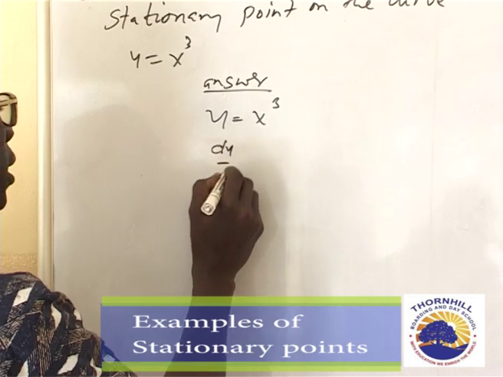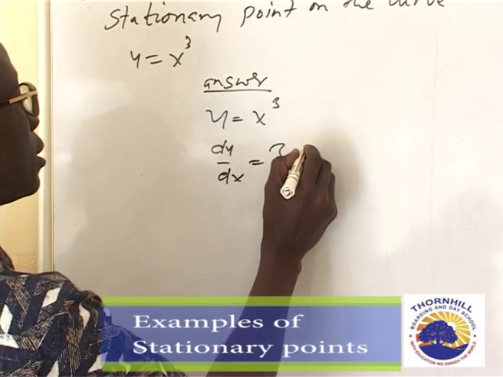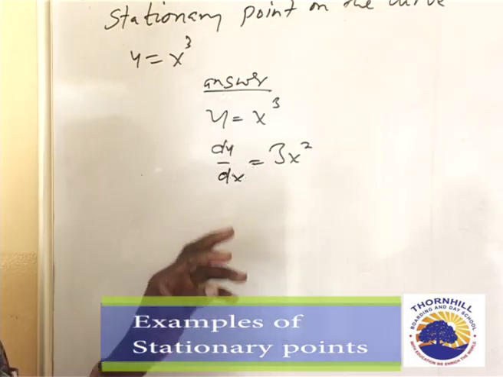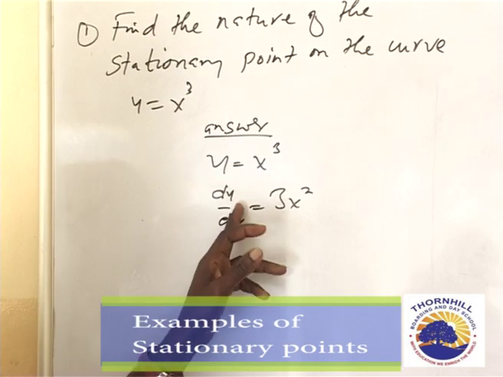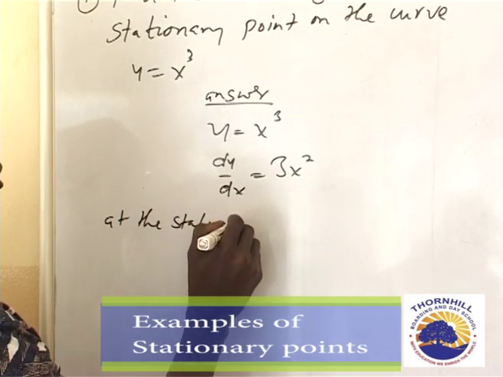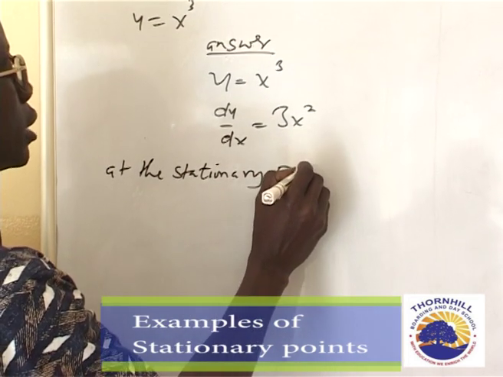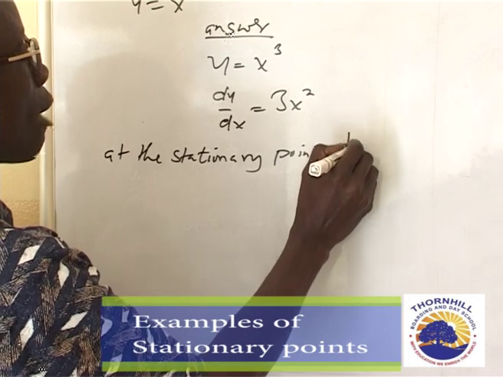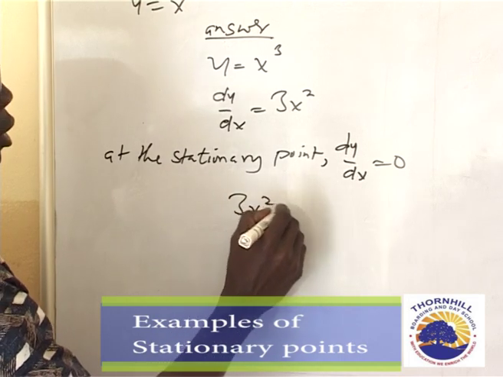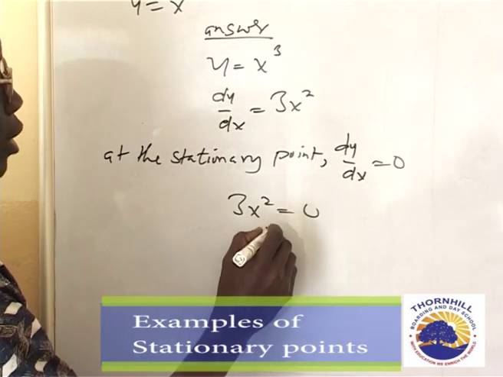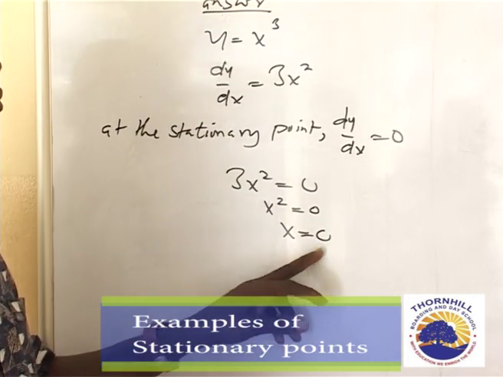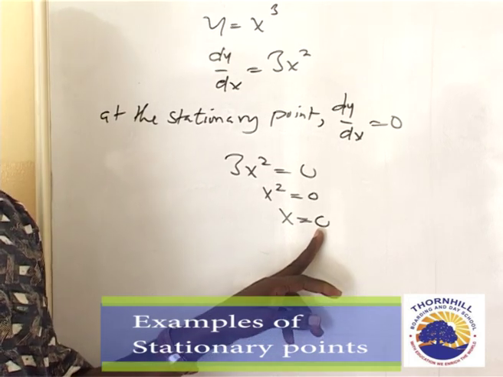You differentiate, dy/dx will give you 3x squared. At the stationary point, dy/dx is 0. Don't forget, at the stationary point, dy/dx is equal to 0. So we equate 3x squared to 0, and we have x squared is equal to 0 and x is equal to 0.